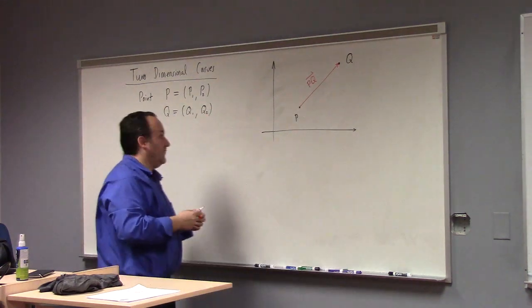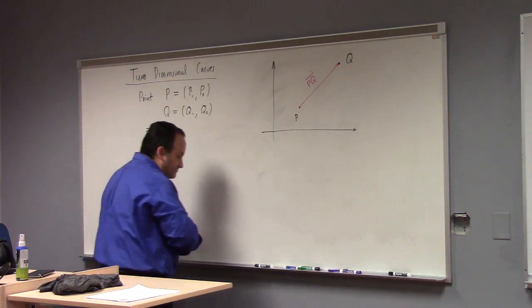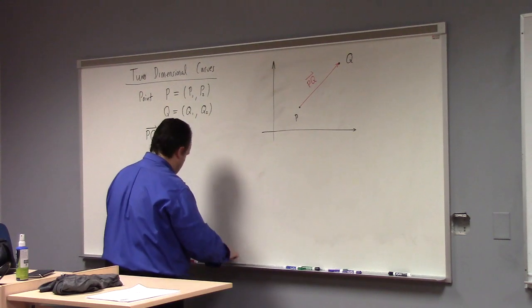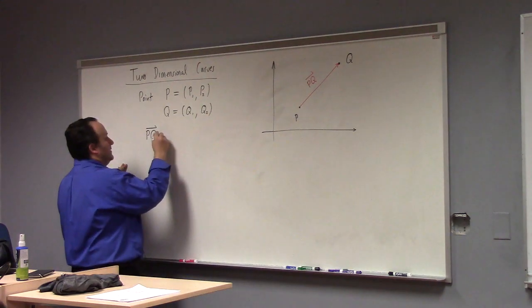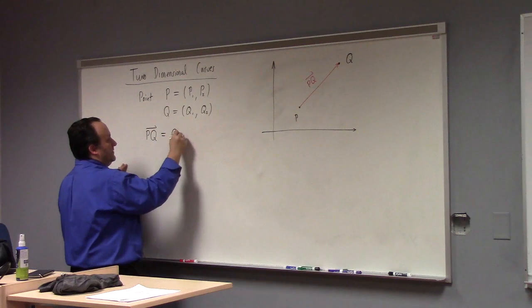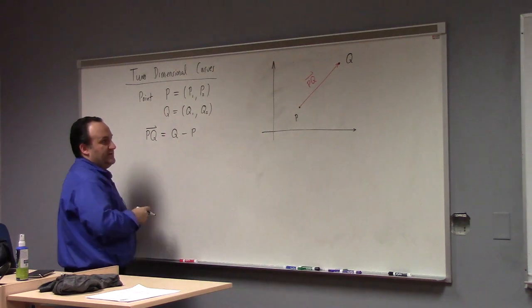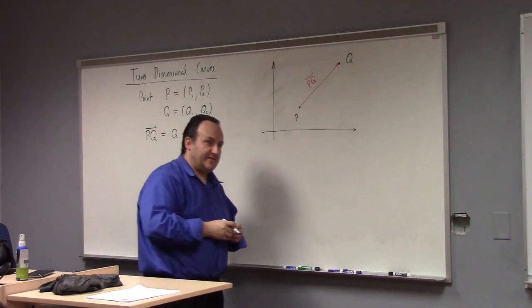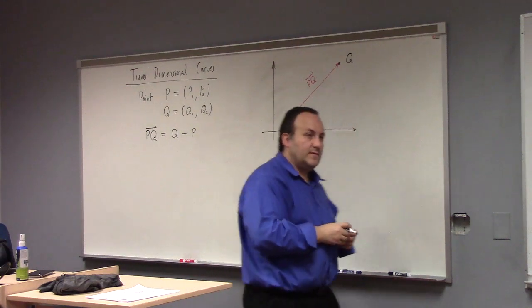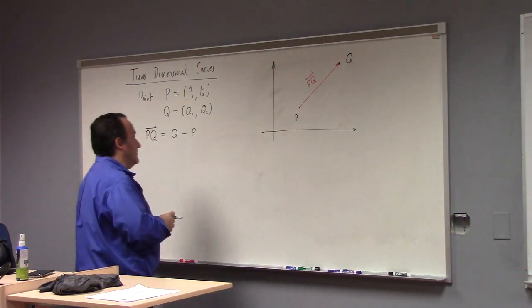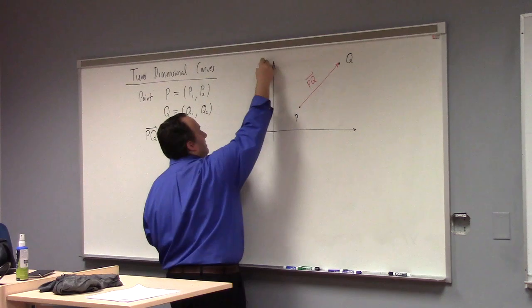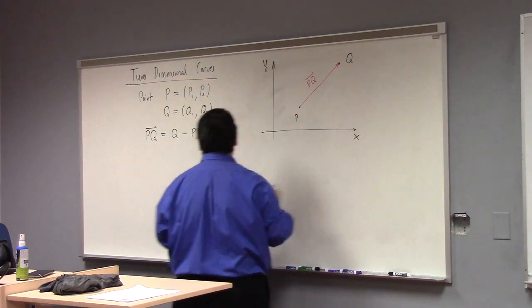All right, the formula for this vector is very simple. The formula is Q minus P. So what you do is you do the terminal point minus the base point. That gives you the vector. A vector, again, is a directed line segment. Okay?